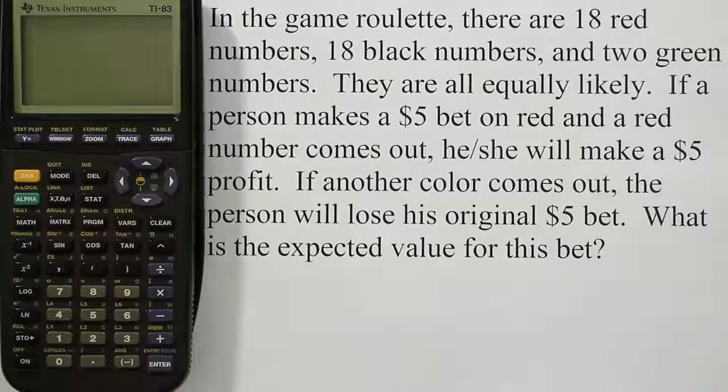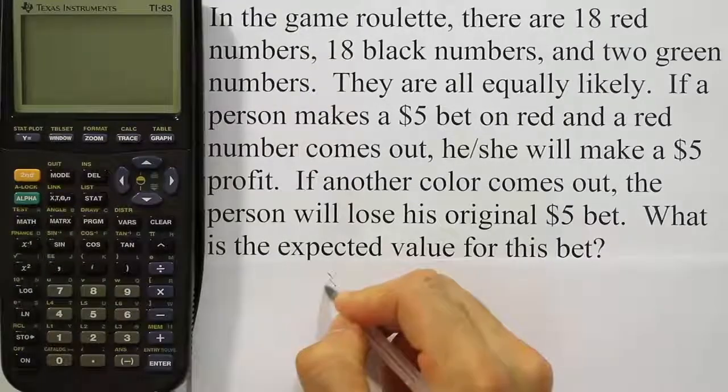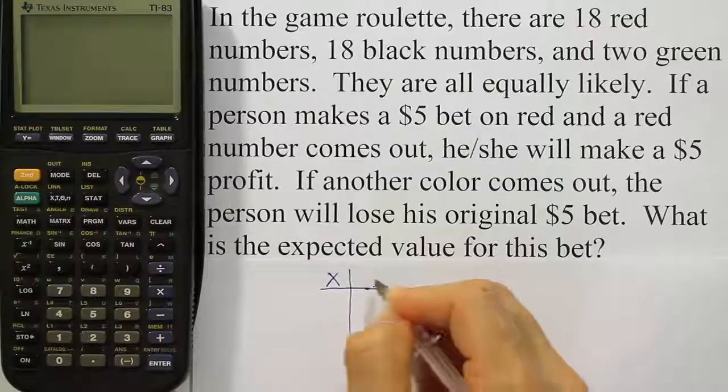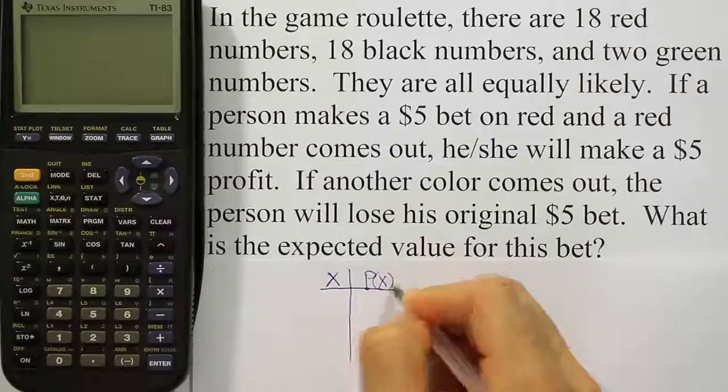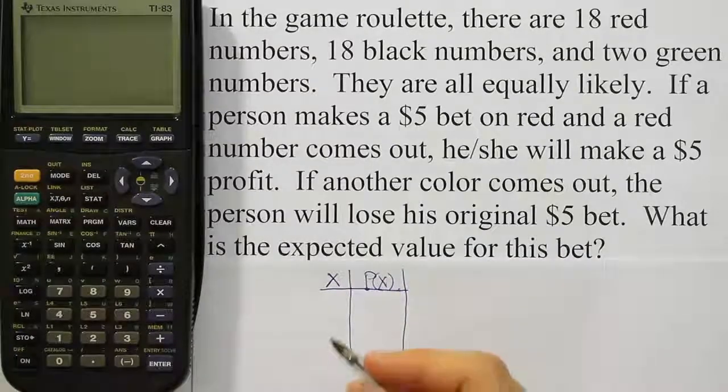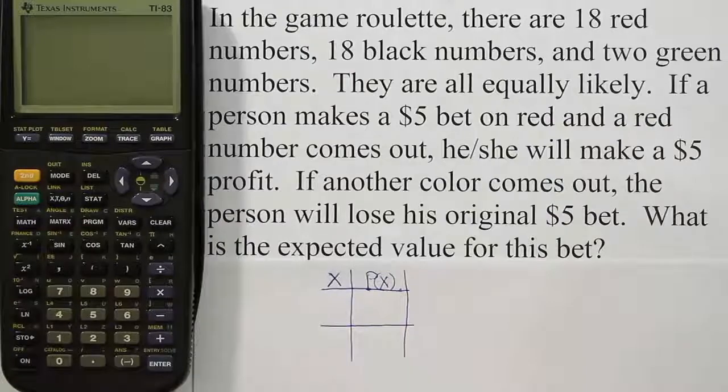So what you have to do before you enter this information into the calculator is create a table so you know exactly what you want to enter. Let's do that here on this little piece of paper at the bottom of the screen. Let's do a column for X, which is basically our dollar amounts, and a column for P of X, which is the probability that we earn those dollar amounts. This is what we have to enter in the calculator, so we want this information neatly displayed.